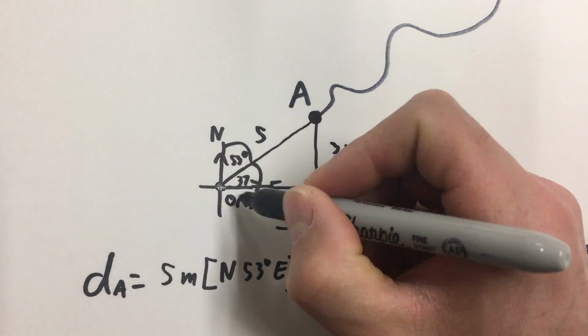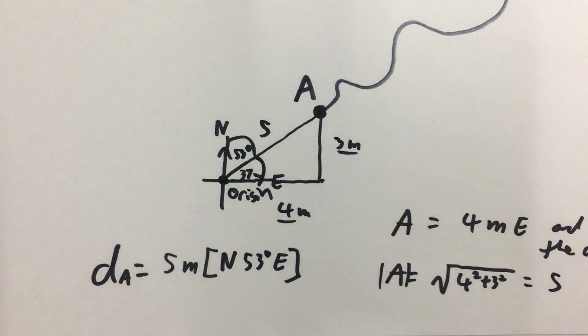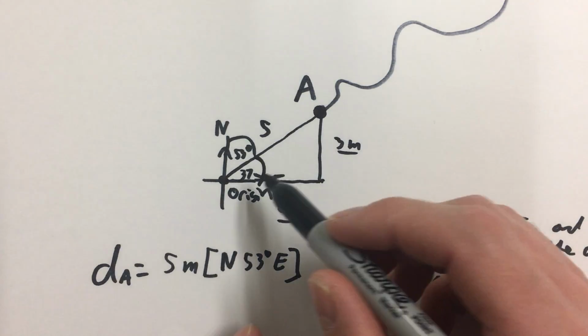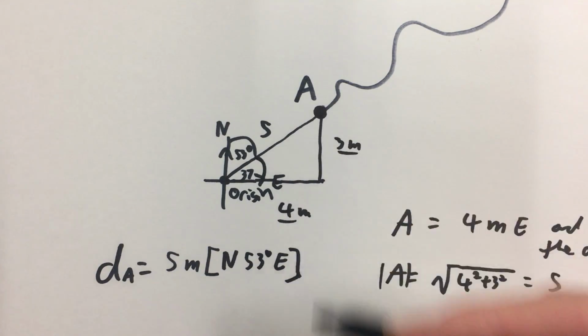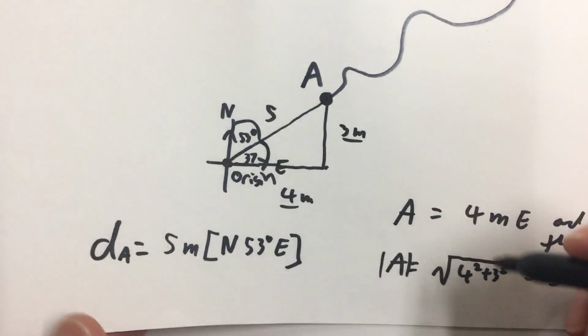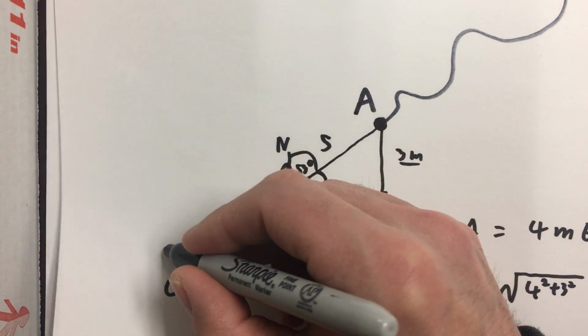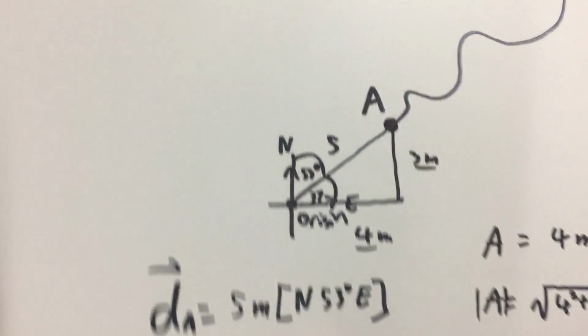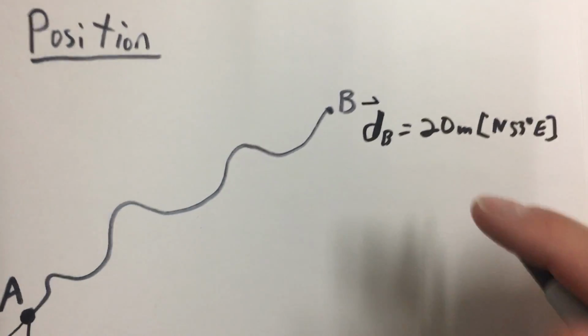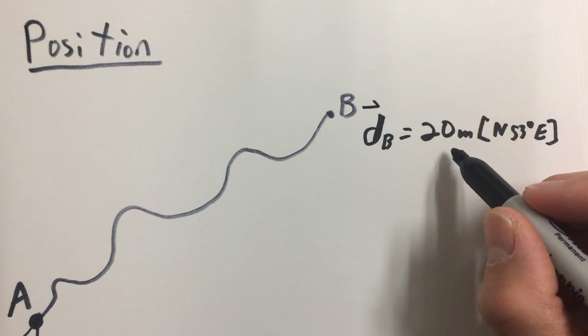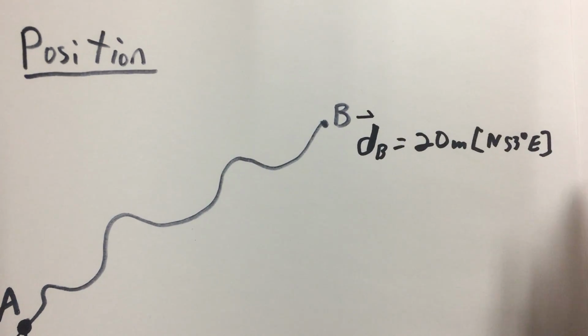Now you need some reference point. That could be perhaps where you are, where you're observing the snake from. And that's how far away from you it started and in what direction. We need both pieces of information to specify the position. The position is actually a vector. We put an arrow over that to indicate that it's a vector. And the final position is 20 meters north, 53 degrees east.